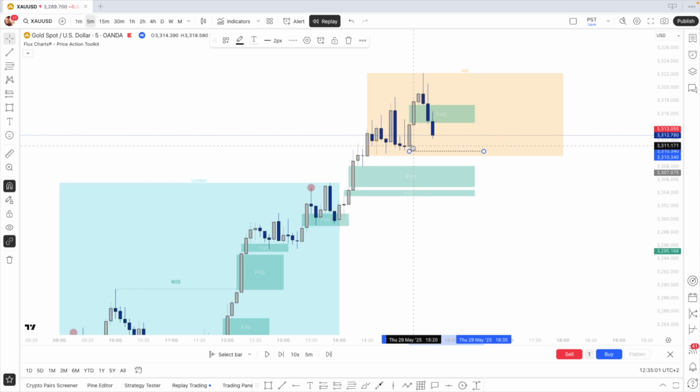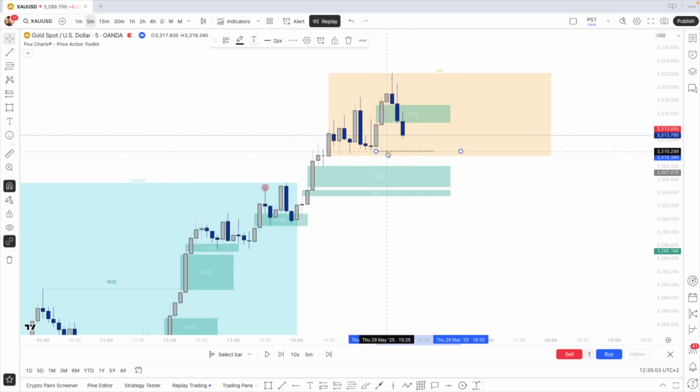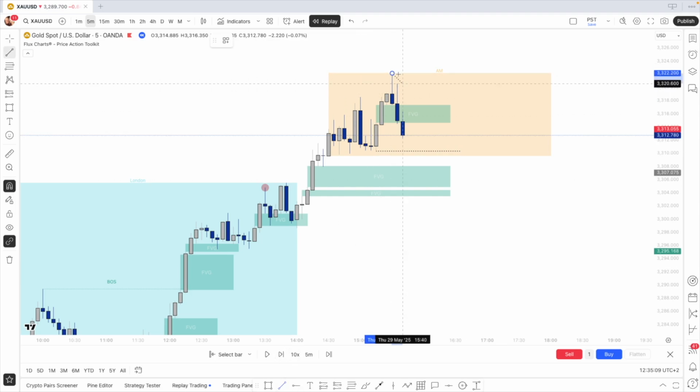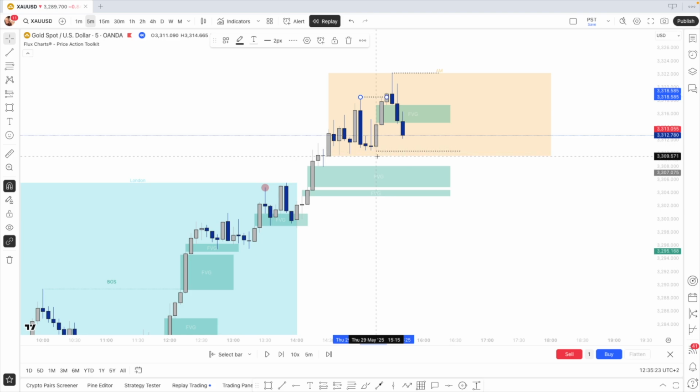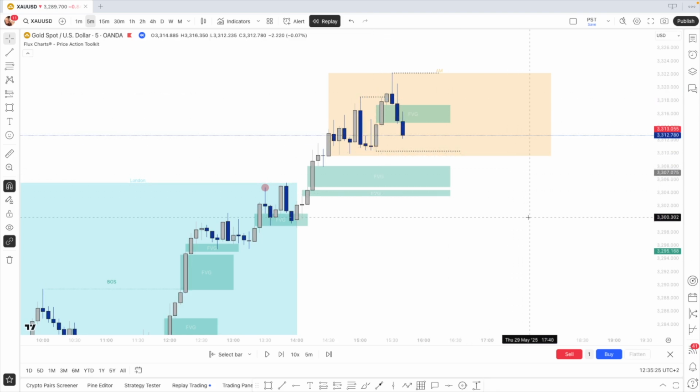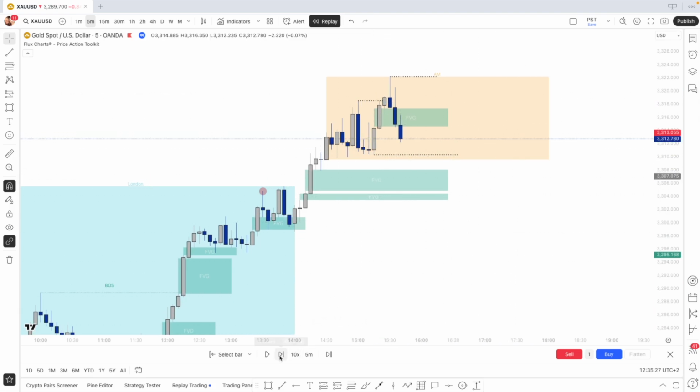But alternatively, what we want is if this is a sweep, and then this is taken out to continue up, and vice versa for a sell trade. We want this to be swept. If we are looking at a sell scenario, we want this one to be broken as the market structure shift. So let's see what happens.